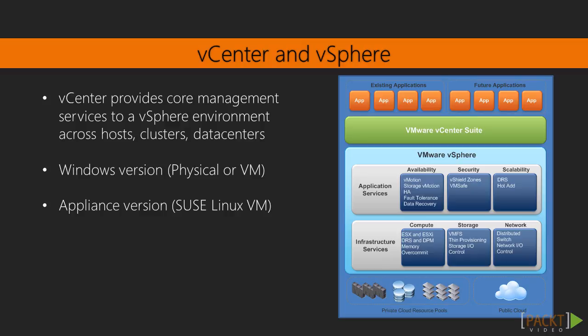With vCenter, we can install it either as a Windows or as a Linux appliance version. We can install the Windows version on either a physical machine or a virtual machine. And the appliance version, which is based on SUSE Linux, is a virtual machine. It's an OVA that we can deploy into the environment.